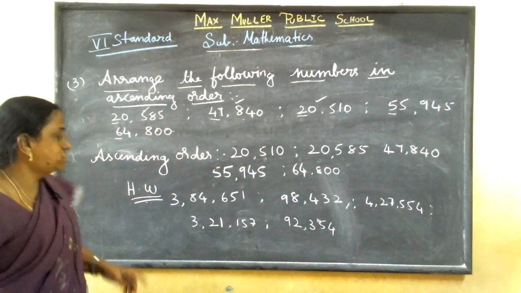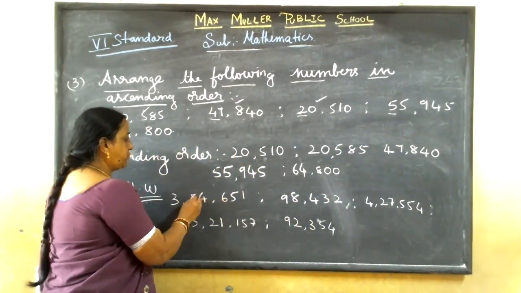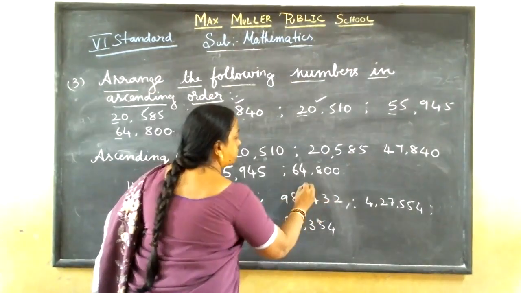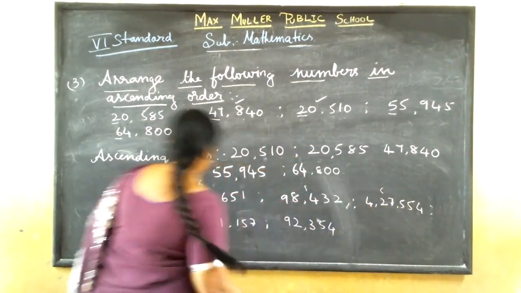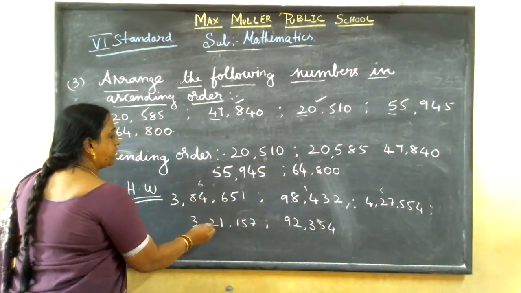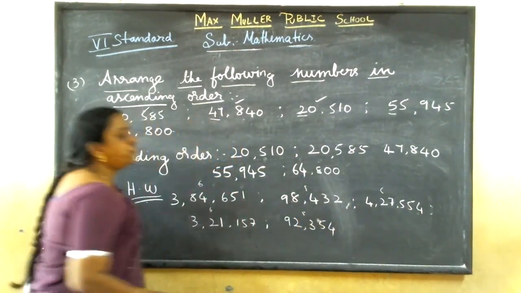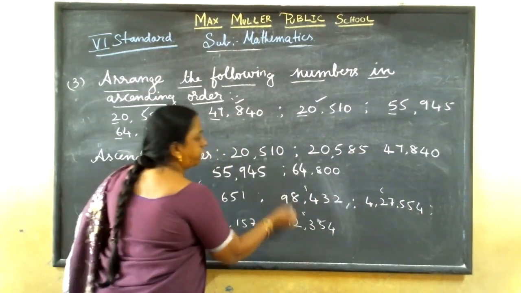See here, first step what I showed, number of digits count I told. 1, 2, 3, 4, 5, 6. 6 digit. Here 1, 2, 3, 4, 5. 1, 2, 3, 4, 5, 6. 6 digit. Here 5 digit. So you know 5 digits are smaller than 6 digit. So first compare these two 5 digit numbers.